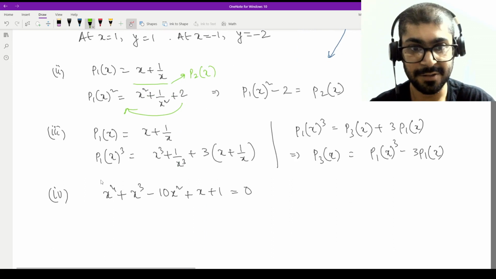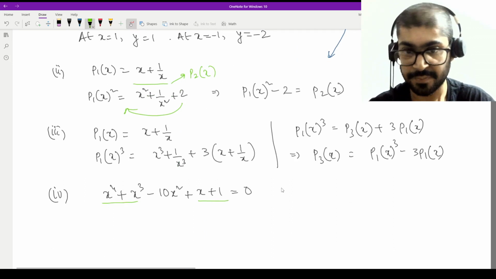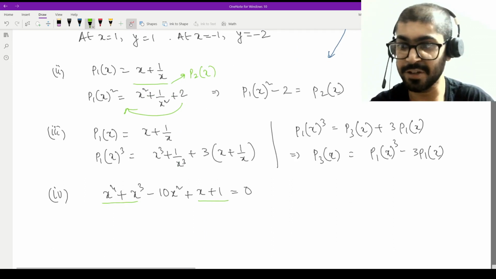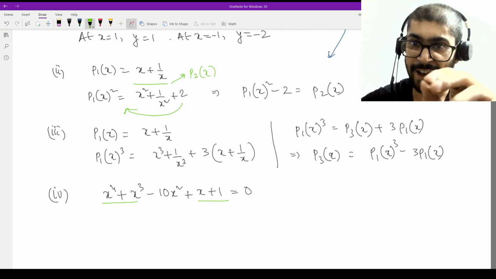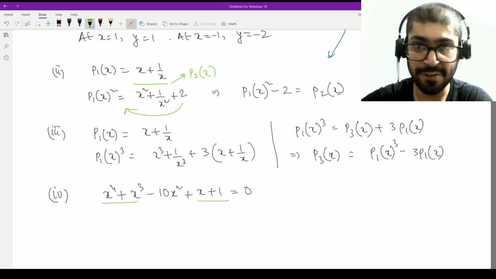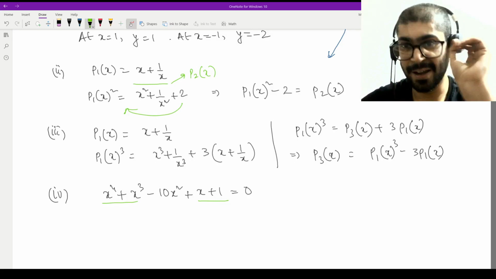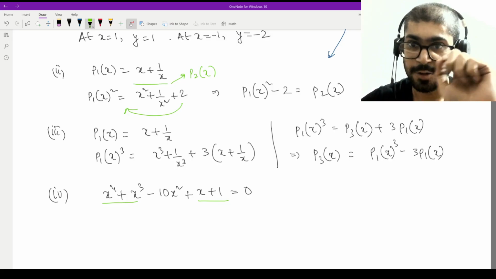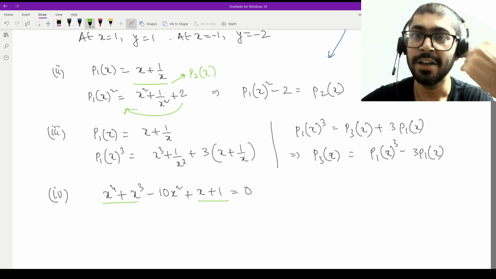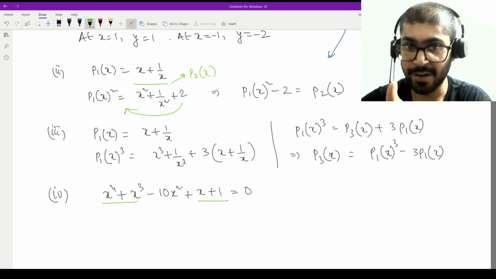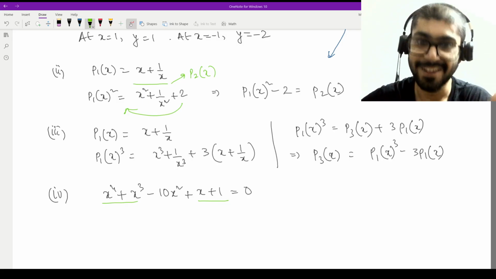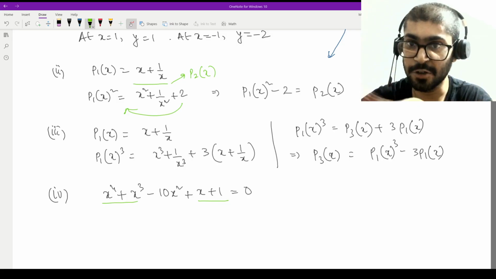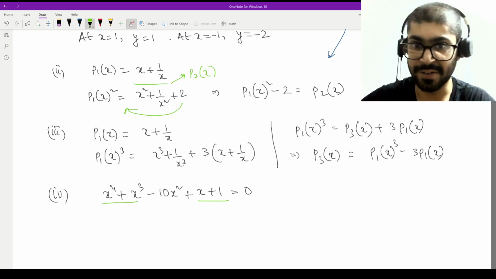Now the hint to this question is in these terms. See, they are x to the power 4, x cube, x and 1. They are equidistant from the middle term, by which I mean x square. So x to the power 4, the highest term, is 2 degrees away from x square. Then x cube is 1 degree away. x is 1 degree away on the left hand side, and 1, which is x to the power 0, is again 2 degrees away on the left hand side.